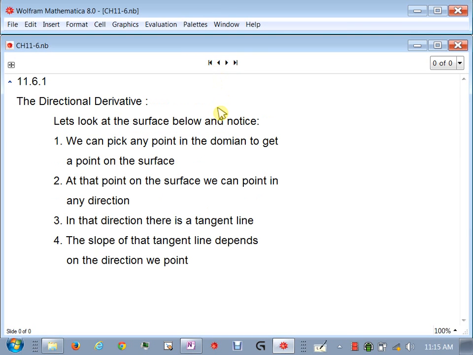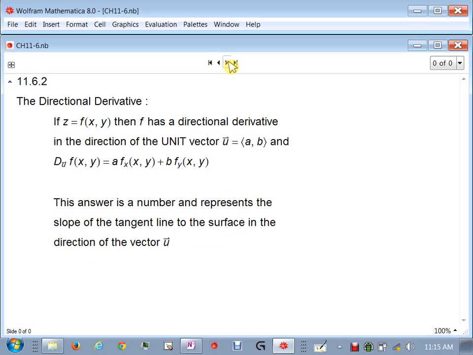So again, if we pick a point, we're somewhere on the surface, point in some direction, and then there's a slope of a tangent line. So if z equals f of x, y is our surface, so there we have an actual surface defined, then f has a directional derivative in the direction of the unit vector. This is a big word right now, okay? We need to remember this. In the direction of the unit vector u equals ⟨a, b⟩, and this is the actual notation we use. It's the derivative in the direction of u.